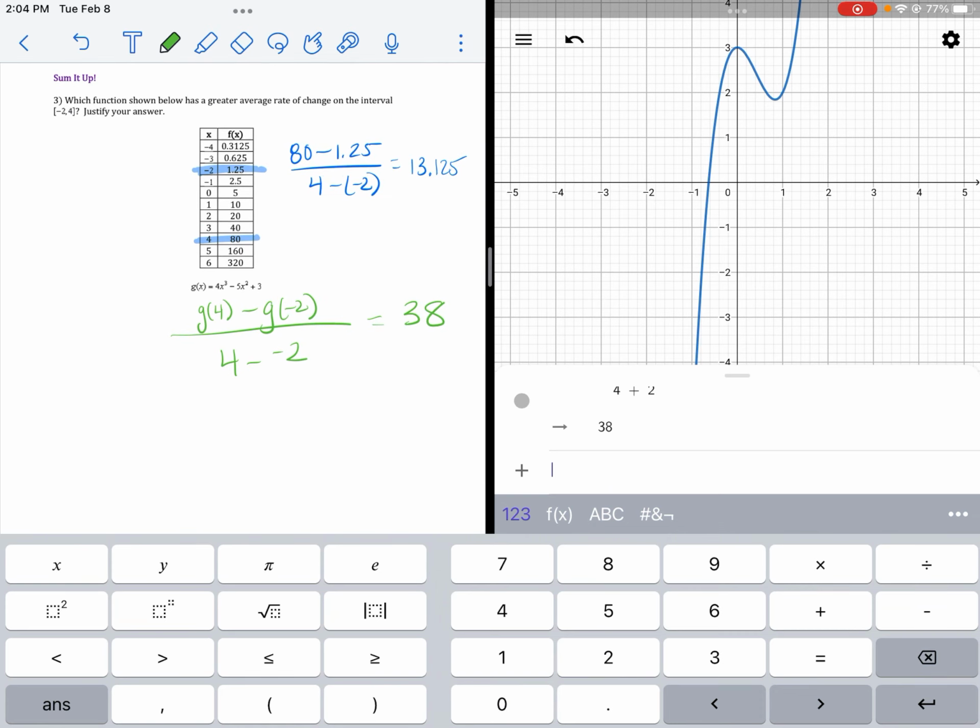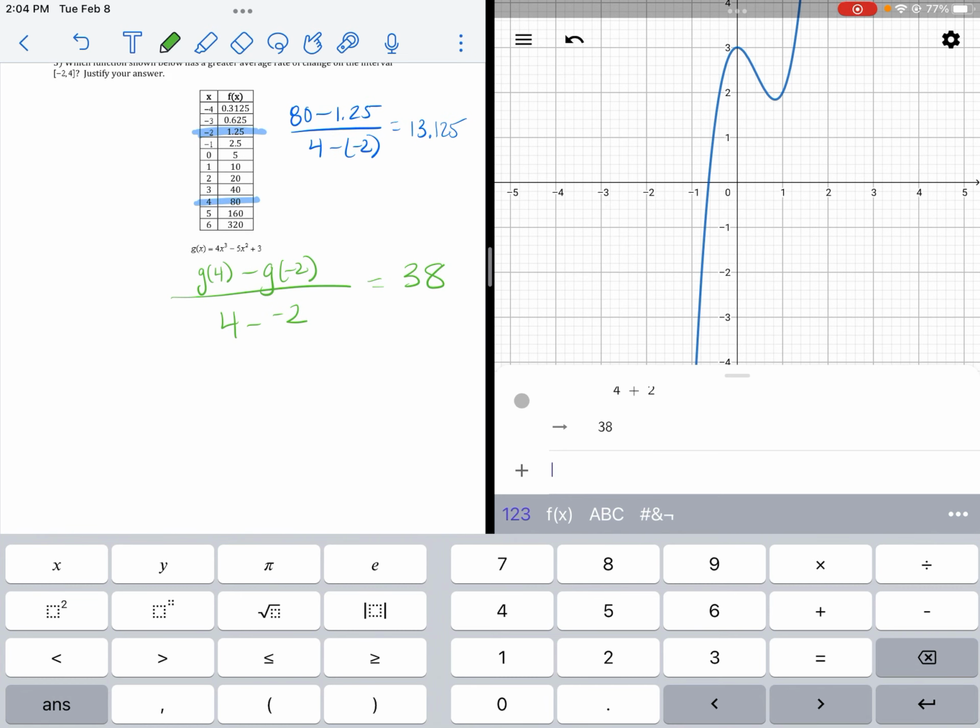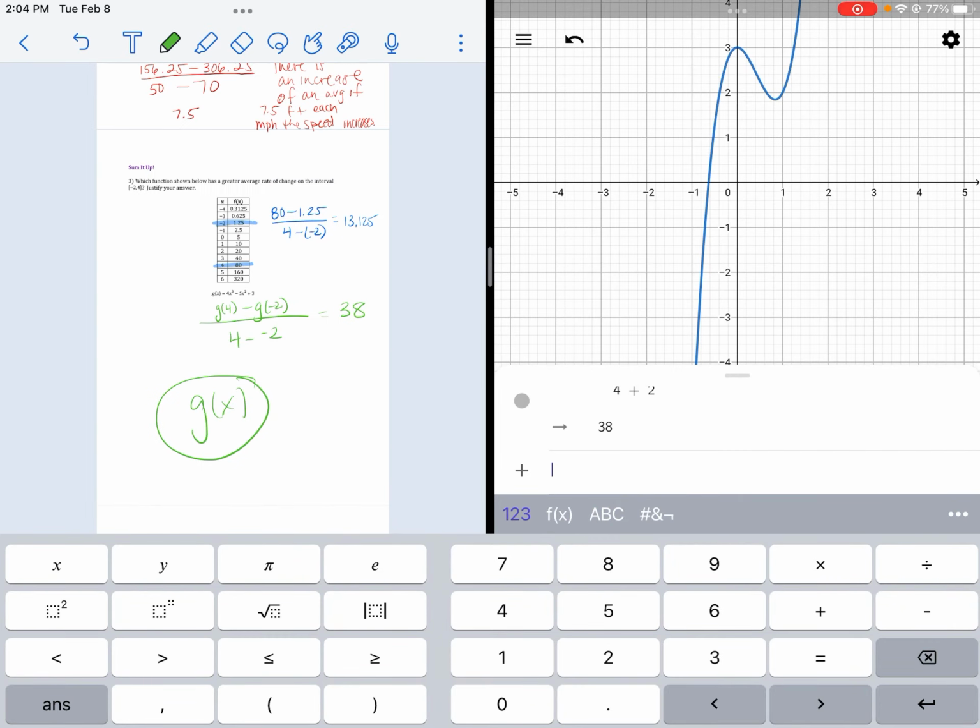So it says which function has a greater rate of change? That's g of x, and the work we just showed is the justification.